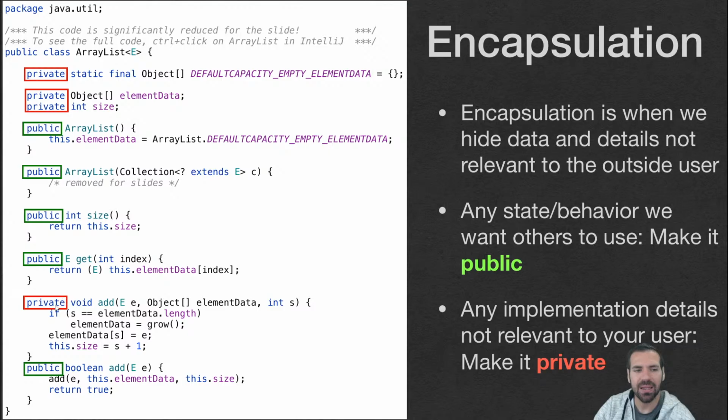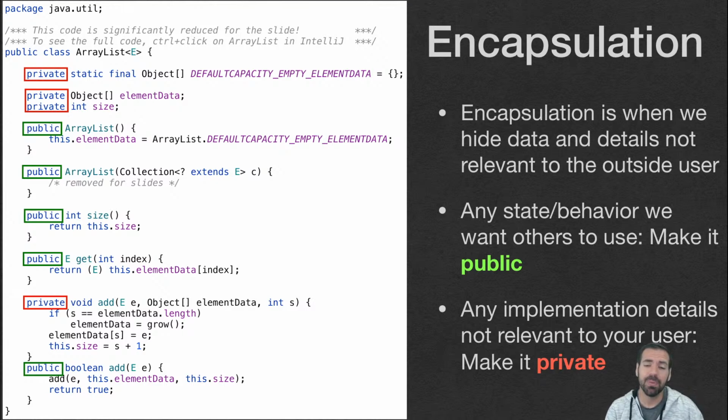So everything that doesn't really matter to the end user, we can make private. Like, you never had to care about this default capacity empty element data. You never have to care about this. You never have to care that an ArrayList actually uses an array under the hood and that it has a separate size variable and doesn't just take the size of that array, or that it has this overloaded add method with 3 parameters. At no point in time where you're saying new ArrayList, add stuff, ArrayList.get, when you're working with your ArrayList, at no point do you ever have to care about any of this stuff.